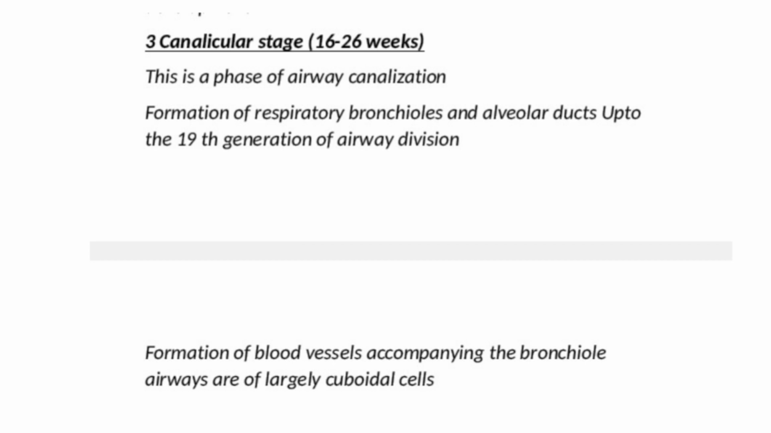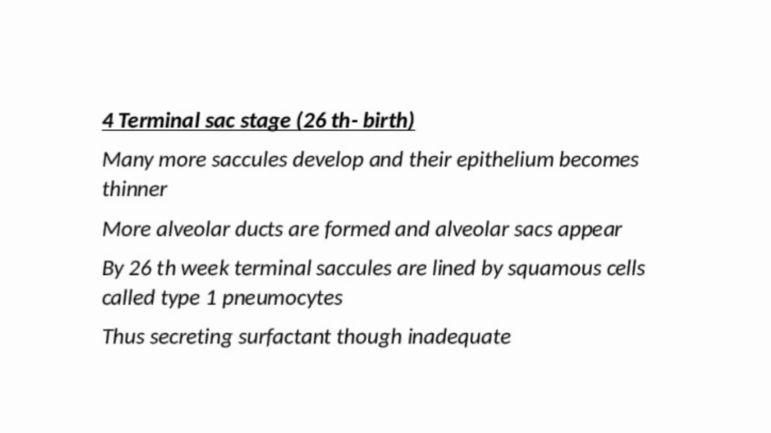We can flip the coin to the fourth stage, that is the terminal sac stage, occurring between the 26th week up to birth. It is also called the sacular stage, meaning there is production of sacules. Let me show you the slide pertaining to that. At this stage, many more sacules develop and their epithelium becomes thinner. Second, more alveolar ducts are formed and alveolar sacs start appearing.